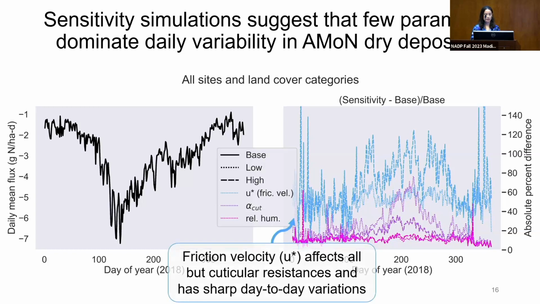We see that friction velocity affects all but the cuticular resistances and also has sharp day-to-day variations. So if you recall, part of our setup for these sensitivity simulations is that we're looking at the observed variability of that parameter. And so if that parameter varies more, it could be the case that that's playing out in terms of the impact on the sensitivity simulations.